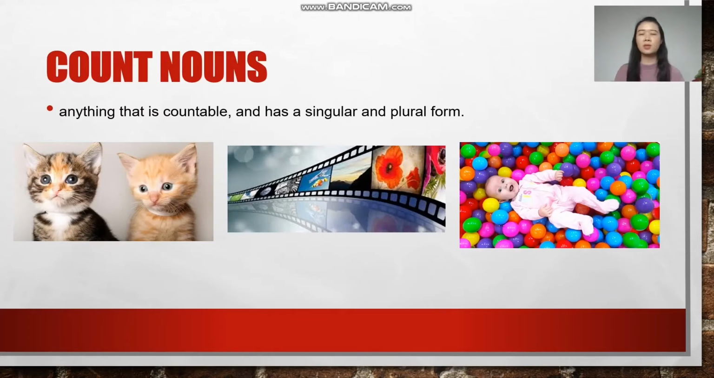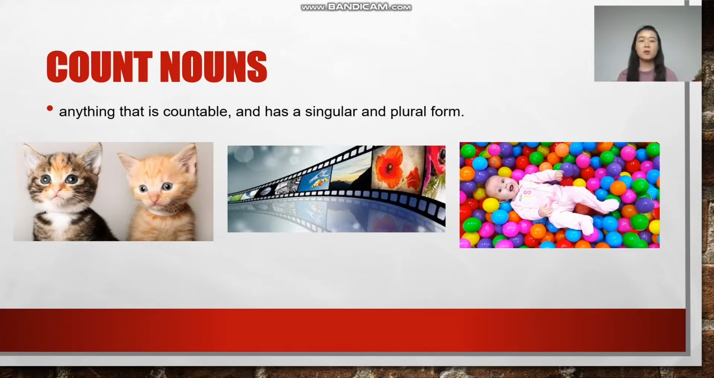And this one, I think all of you are familiar with count nouns, or maybe we can say countable nouns. That's because they are nouns that can be counted, okay? And they have both singular and plural form. The first example, they are cats, okay? Cats is the plural form, and the singular form is a cat, okay?